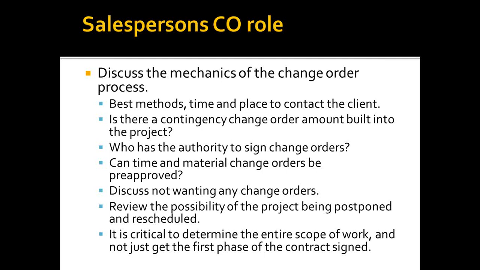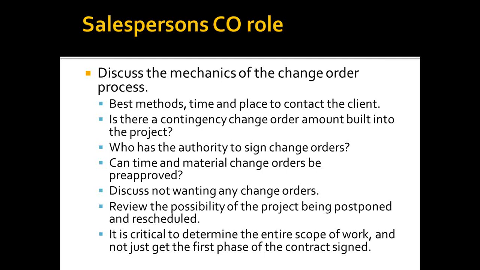The time could be $45 a man-hour. Any equipment to be used would be billed out at a certain rate, and we would just add 20 or 30% to the cost of the materials. So that would be another way to speed up the change order process.